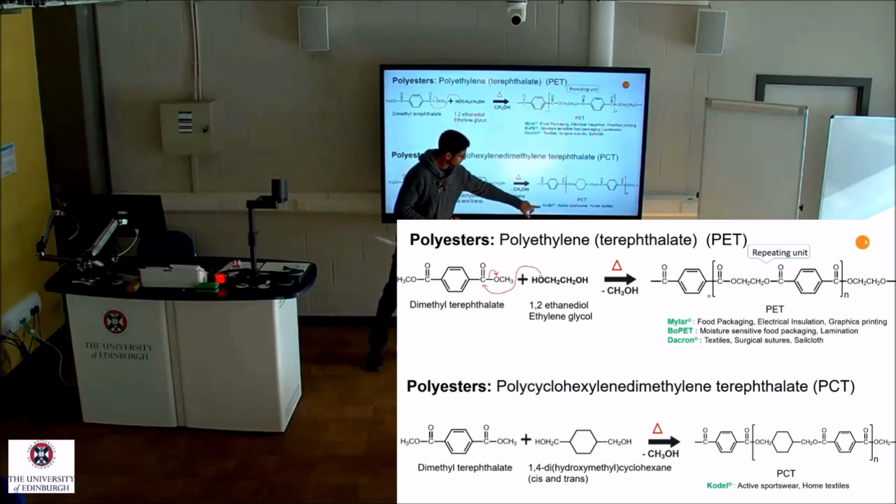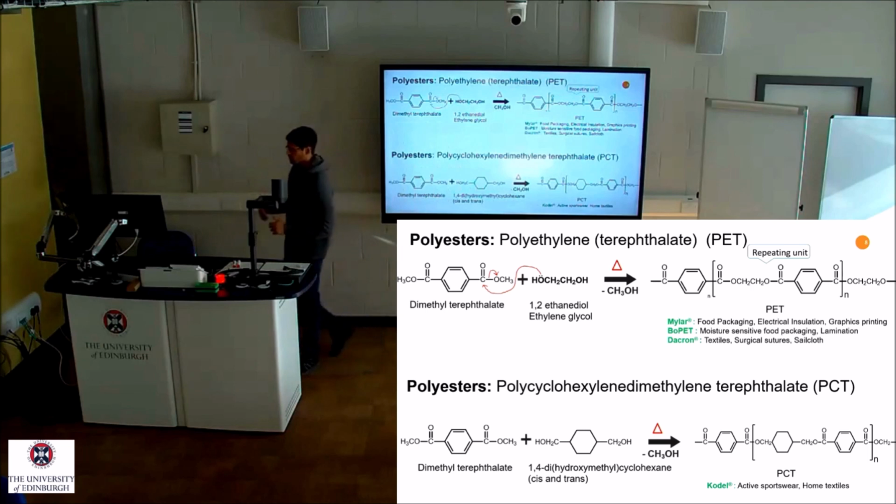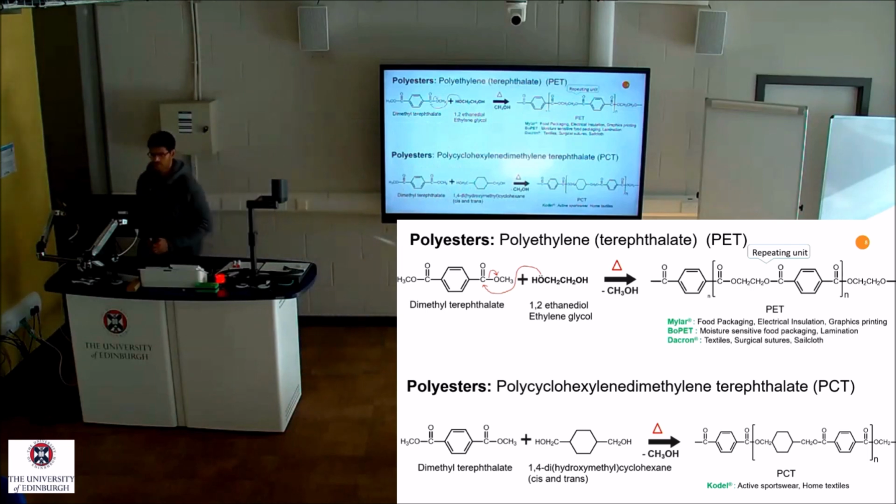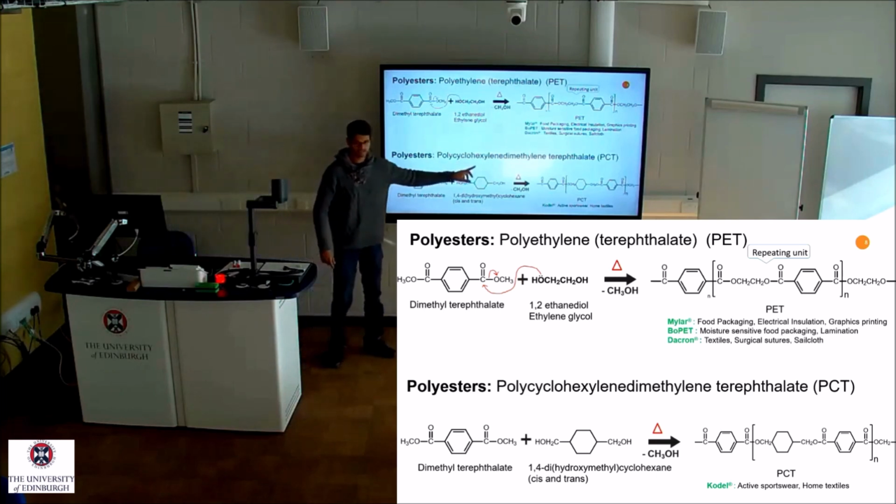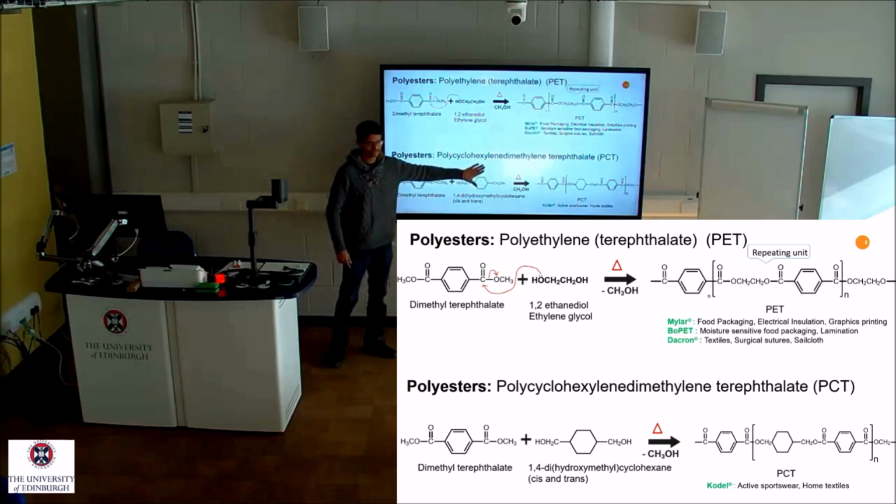And you are creating the copolyester, which is used for some different types of industrial applications like active sportswear or home textiles industries. So bear in mind that online, the information that is given to you is written here as polyethylene terephthalate. It's not polyethylene terephthalate. The actual name is PCT.